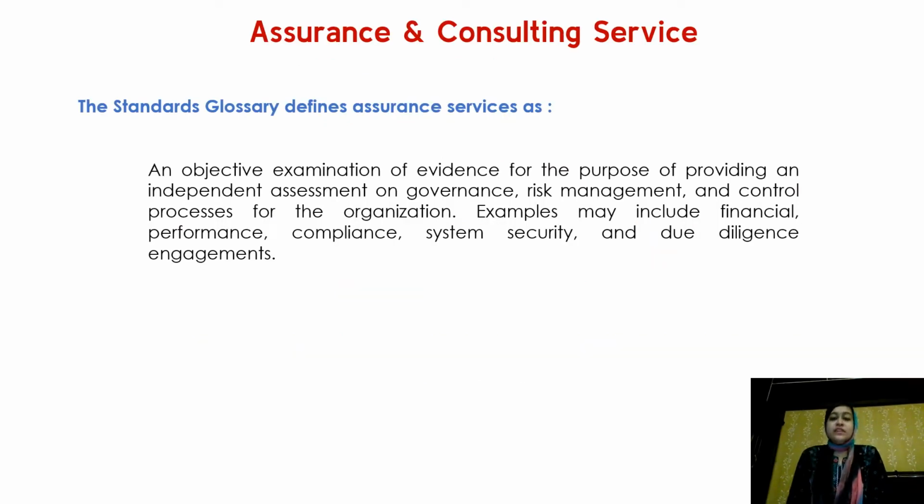Now, what does the standard glossary define about assurance services? It is an objective examination of evidence for the purpose of providing an independent assessment on governance, risk management, and control processes for the organization. So, whenever any process or operation is objectively examined, and the purpose of the examination is to provide an independent assessment on the areas of governance, risk management and control processes, it is defined as assurance services. Examples of assurance services may include financial performance, compliance, system security and due diligence engagements.